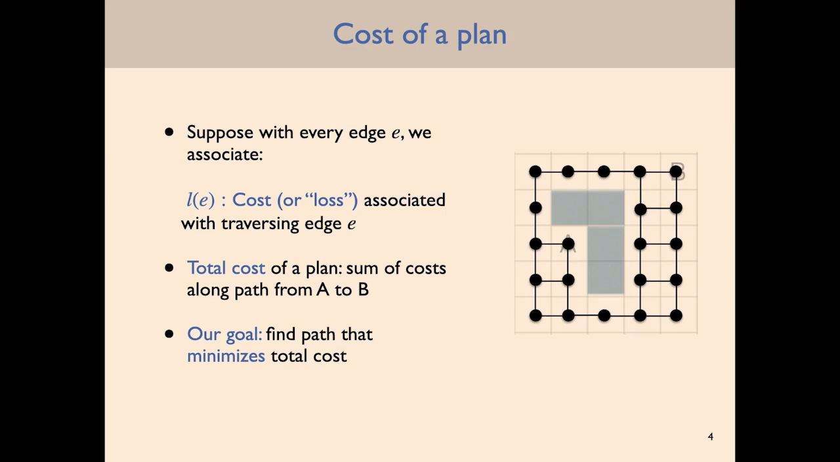So as an example, if you think about maybe going up a hill, things that are on this side of the graph have higher costs. So edges on this side have higher costs. Maybe edges on this side have a lower cost. You can make up, I guess, many different cost functions. We're just going to work with this abstract formulation.